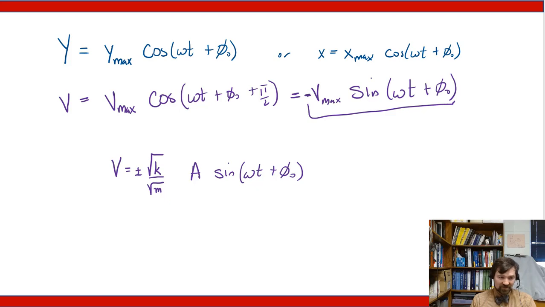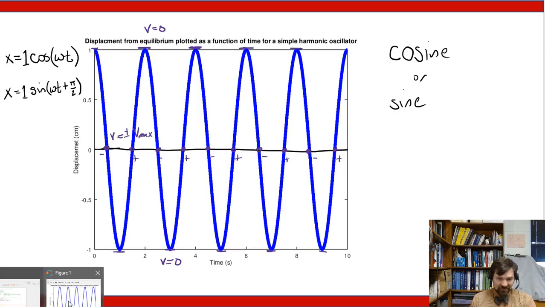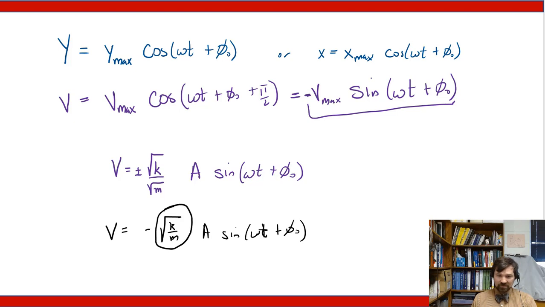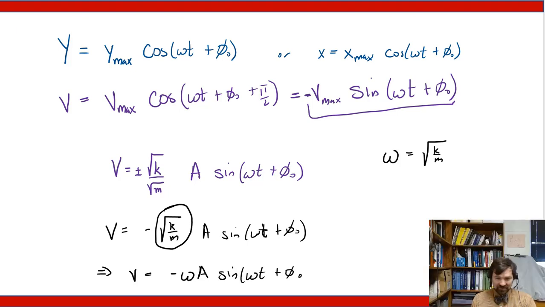Well, from our previous discussion with the two graphs, this graph versus this graph, we should expect the answer to actually be minus. Okay, so what this means is that v is equal to minus square root k over m A sine omega t plus phi naught. Now we may say, okay, what does this have to do with a spring? Well, remember that for a spring, omega was equal to square root k over m. So conclusion, v is equal to negative omega A sine omega t plus phi naught. Okay?